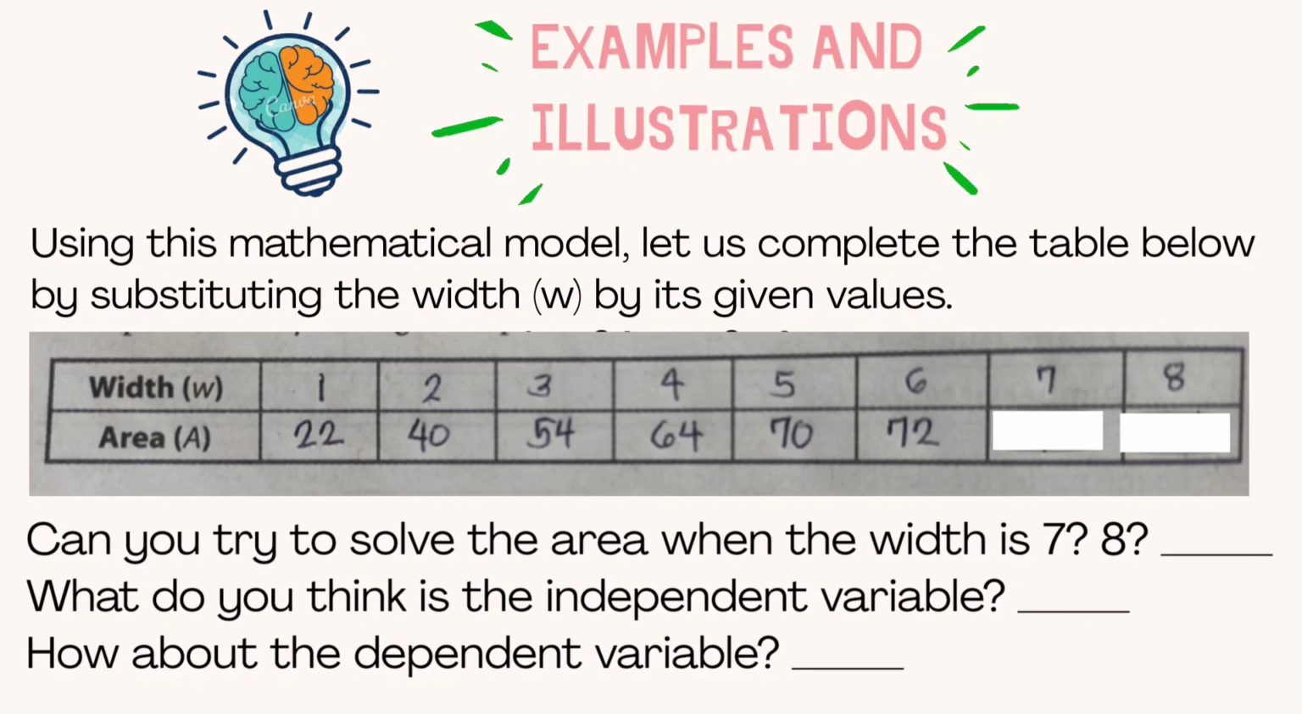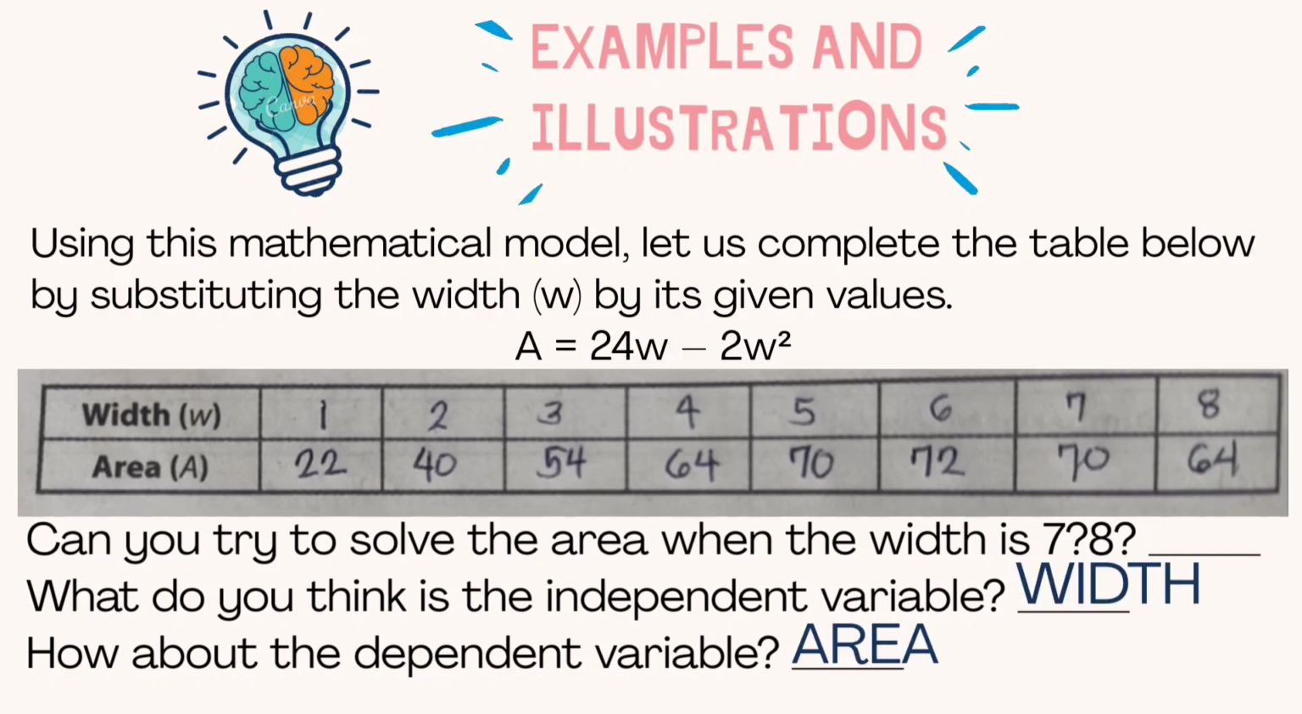By substituting the given set of values for width in our mathematical model, A equals 24W minus 2W squared, the following set of values for area are determined. When the width is 7, the area is equal to 70. And when the width is equal to 8, the area is equal to 64. In the table of values, the width is the independent variable since it can be freely varied, while the area is the dependent variable since it is affected by a change in input in width.